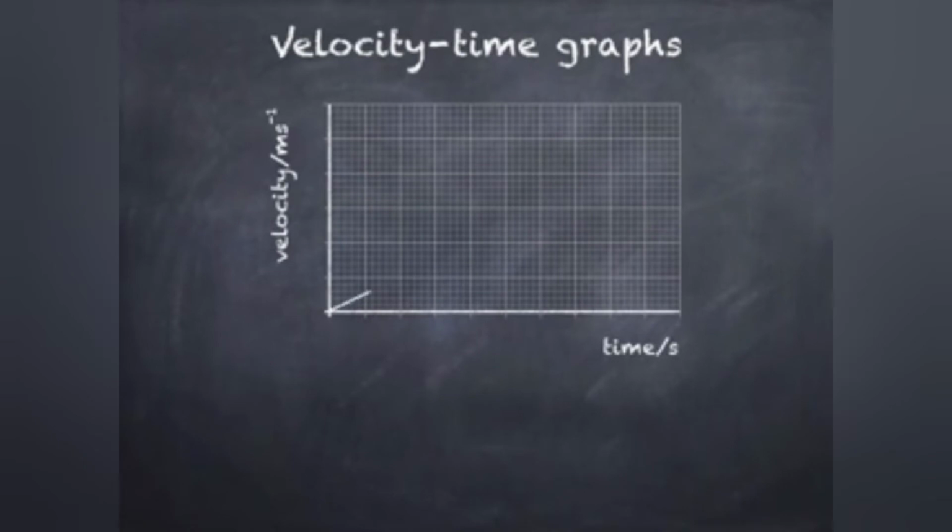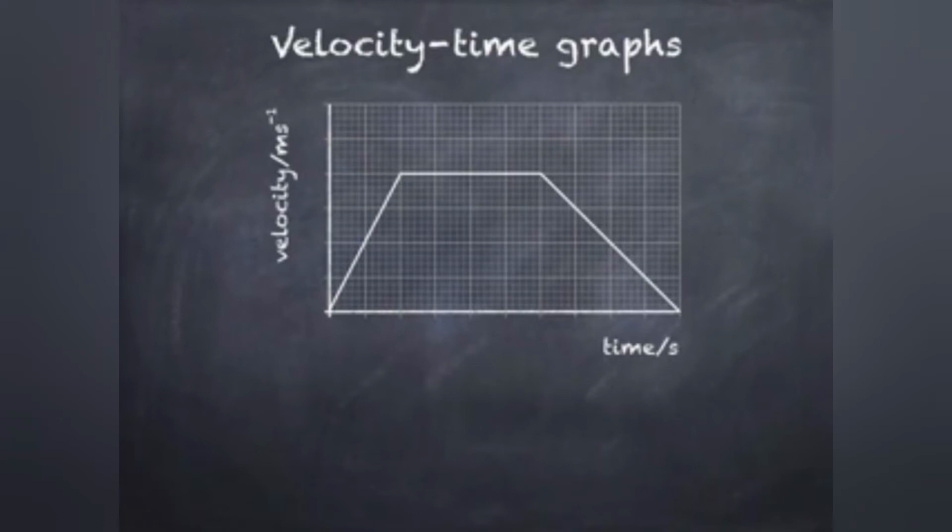A straight diagonal line going up from left to right represents a constant acceleration. And take note that the steeper the line, the greater the acceleration. The horizontal line represents a constant velocity, and a straight diagonal line which goes from left to right downward represents the deceleration or negative acceleration.